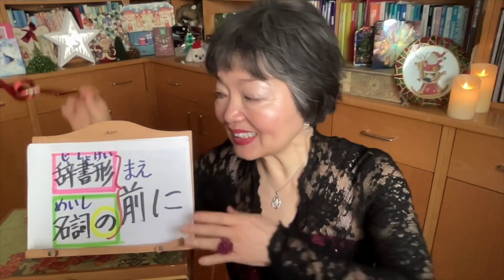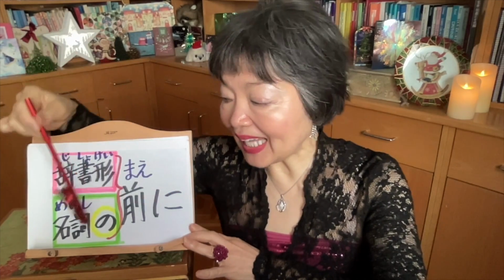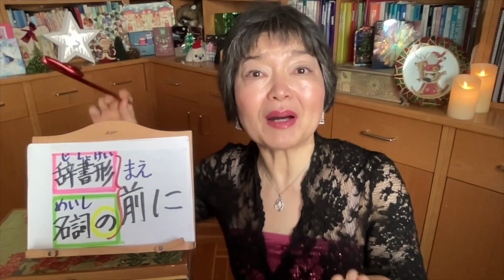お正月の前に窓をピカピカにします。I used in this sentence this grammar. Dictionary form 前に or the noun の, this particle の前に it means before something. And if you want to know more about this grammar, you can watch my grammar video number 86.